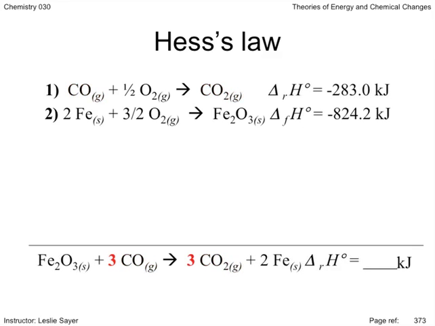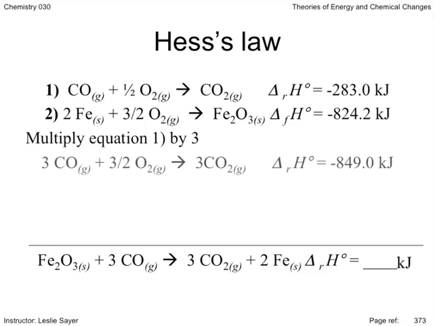The target equation has those carbon molecules with a molar coefficient of 3. To make equation 1 have the same coefficients, we'll multiply each component by 3. Since we're tripling the amounts of the reactants and products, then the enthalpy change for the reaction will also triple.